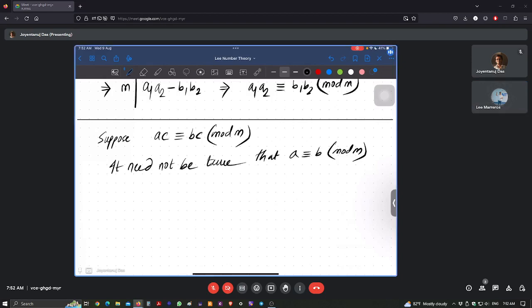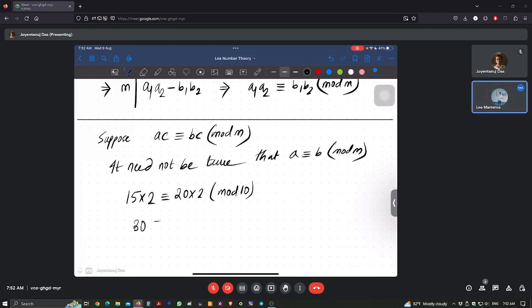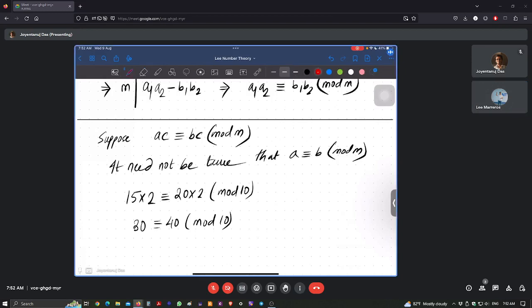For an example, we can see: if you take A as 15 and C as 2, and B you take 20, C is 2 again, modulo 10. You can check that this is working because 15 times 2 is 30 and 20 times 2 is 40, and modulo 10 it works because if you subtract, it is divisible by 10. But if you cancel the 2 on both sides, then 15 is congruent to 20 mod 10, and this doesn't work, because if you subtract it is 5.